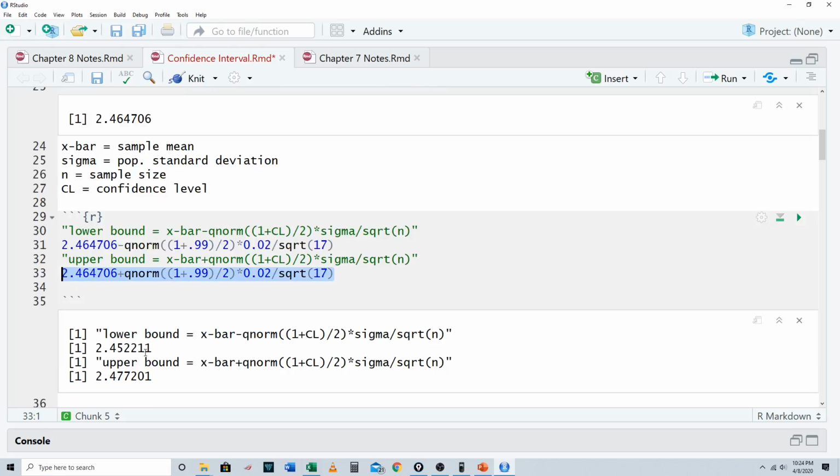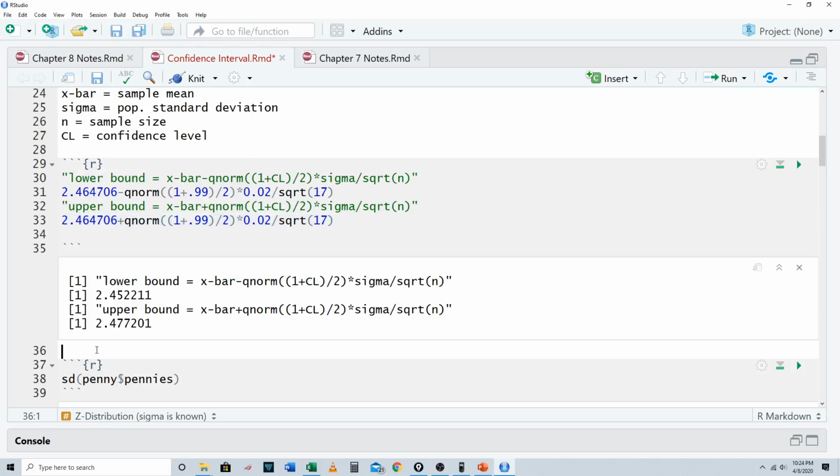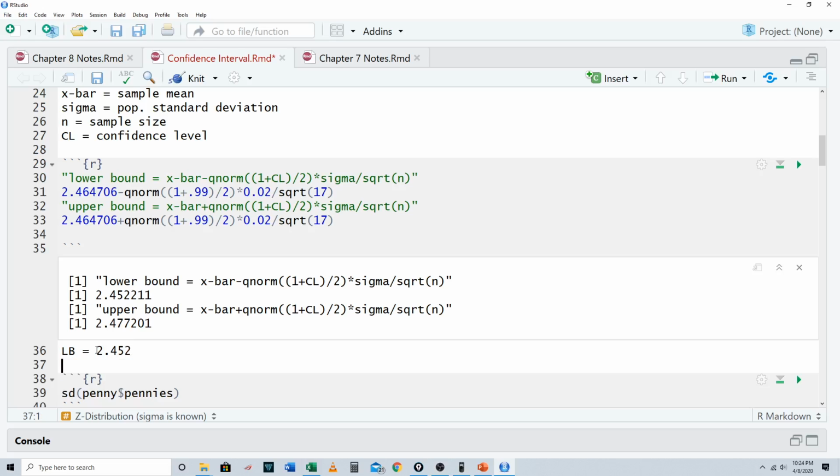and we get lower bound, I'm just going to do LB equals, instead of going to 2 decimals, 2.452. We'll go to 3. Why not? One more than the number they gave us for standard deviation. So upper bound, so UB equals 2.477.